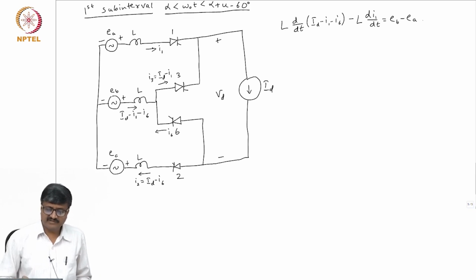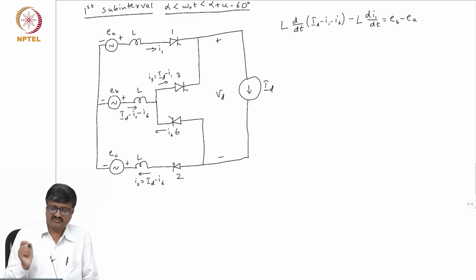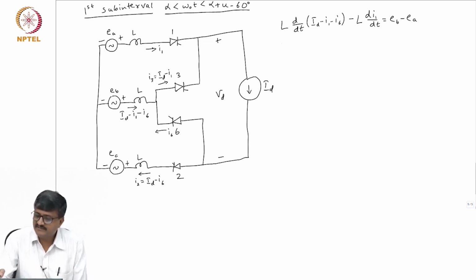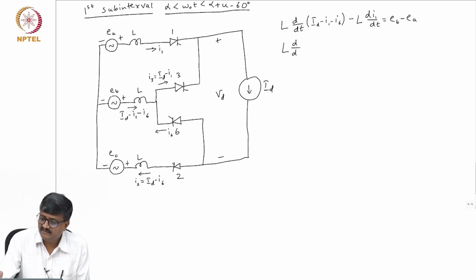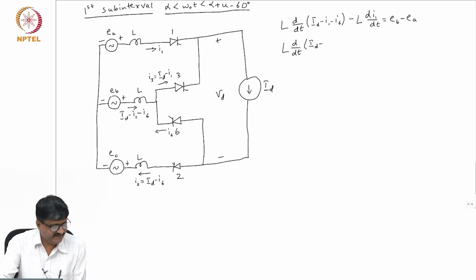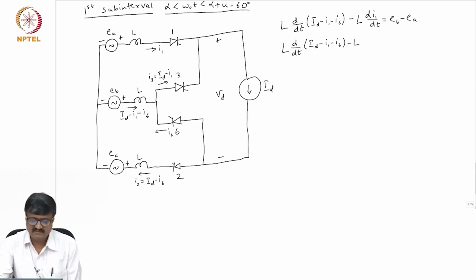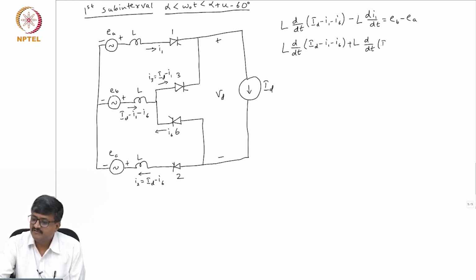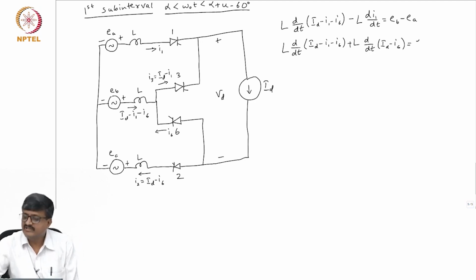Similarly, I take the second loop consisting of EB, EC, valves 2, 6 and the 2 inductances L connected in series with EB and EC. So, applying Kirchhoff's voltage law, I get L d by dt of ID minus I1 minus I6 minus, okay, here the current direction is opposite, so plus L d by dt of ID minus I6 is equal to EB minus EC.